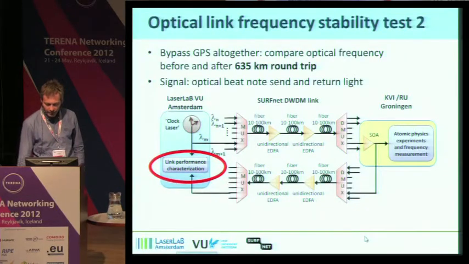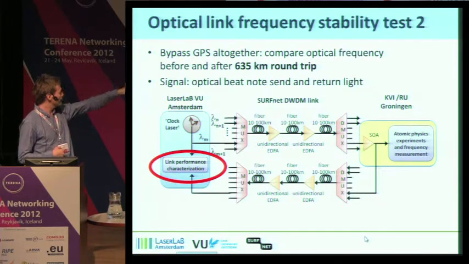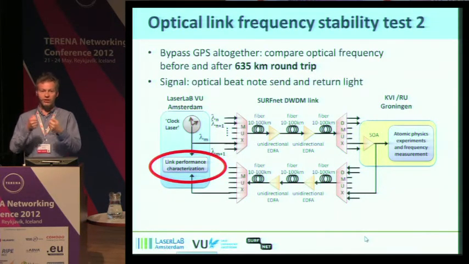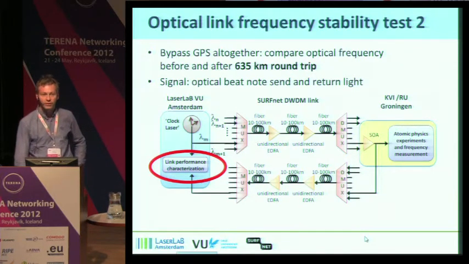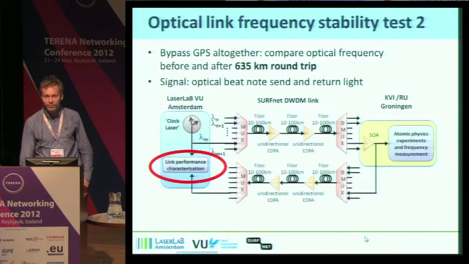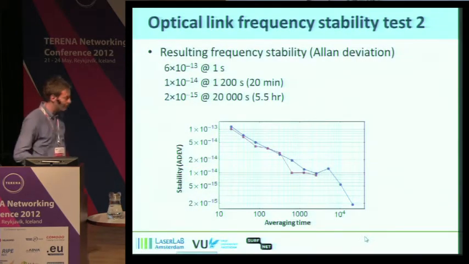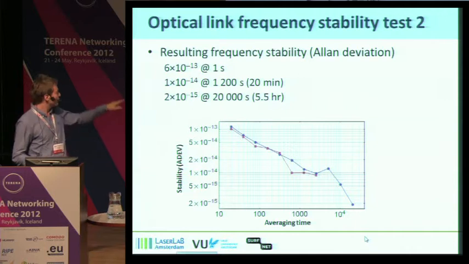Well, this is why we did a second test, where we actually make a round trip. So we go through one fiber to Groningen, and we go all the way back through a second fiber, and the input and the output of the fiber are side by side on an optical table, and we can simply compare the two. We can compare the light that was sent in with the light that came back, and then we are independent from a GPS measurement. And then we can plot again an Allan deviation plot, as illustrated here.